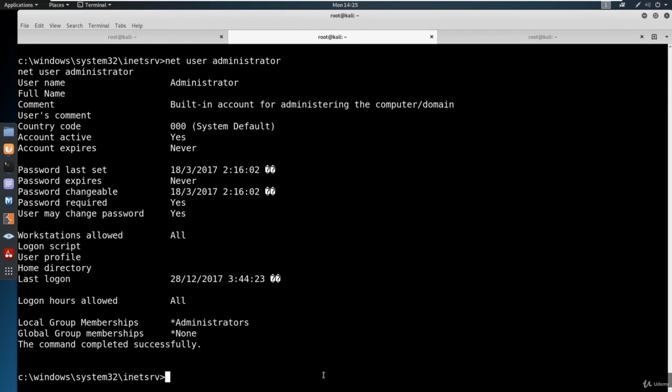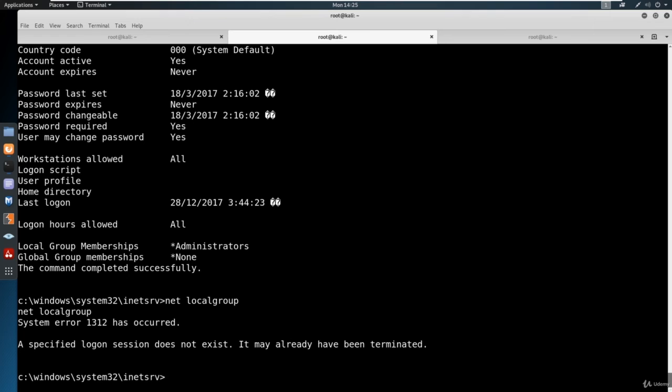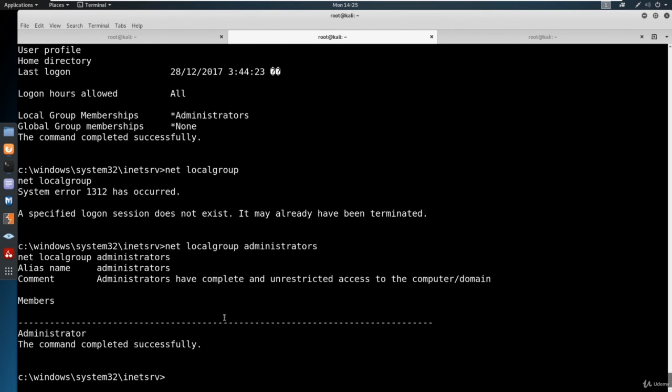So the other thing that we can look at are the local groups. So we could try net localgroups. Sometimes it works, sometimes it doesn't. You can see here, we don't have a logon session that actually exists, so it's not going to work for us. But maybe we know a local group that does exist, like administrators. Then we could say, hey, I want to look at the administrators group. Maybe there are a bunch of users and we just want to see who's part of that group. Well, we could find out the membership quite easily. Here we see it's administrator, and that's all we have to focus on.